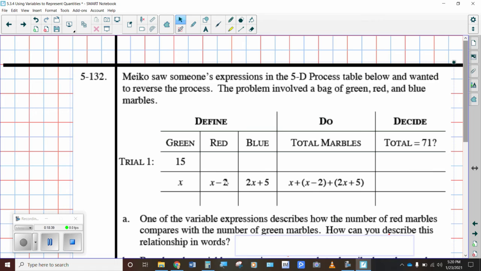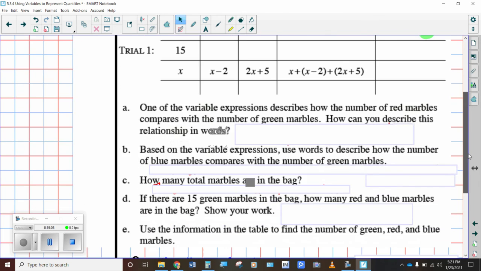Looks as if there are 2 fewer red marbles than green marbles, and the number of blue marbles is 5 more than twice the number of green marbles. And when you add all of those numbers of marbles together, what do we get? We get 71. So after analyzing that, let's answer these questions.